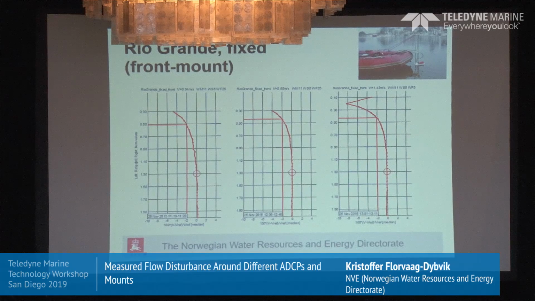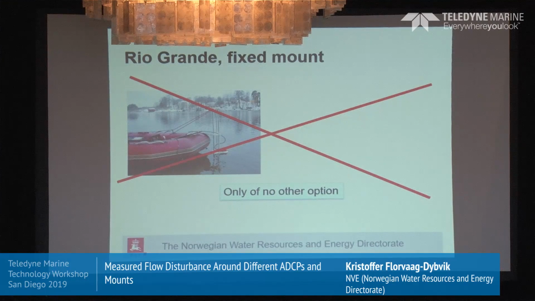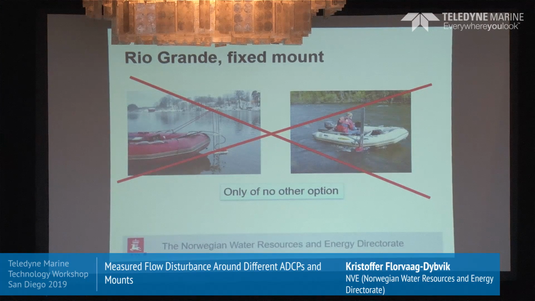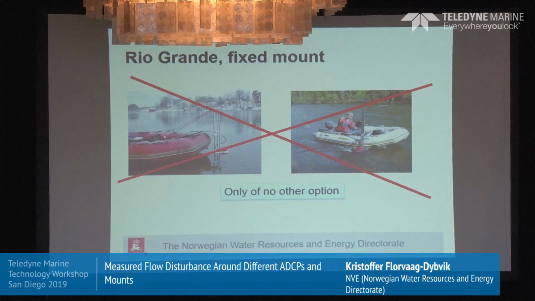On the front mount, it was even worse. Only that we didn't measure all the way to the surface, but the lower velocities are way worse there. So the conclusion of this was that we just stopped using these mounts. Unless it's the only option we have. If it's a raging flood and we have to go with a manned boat, then we can use it. But we will need to be very careful when we look at the extrapolation, not to easily choose constant at the top.